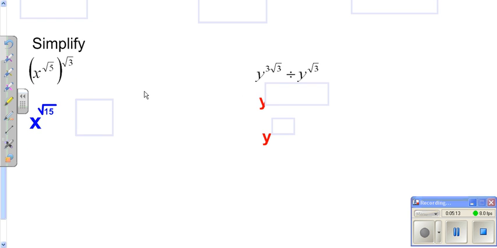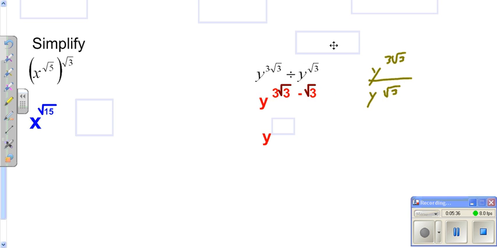Over here, we are dividing. We could write this as y to the 3 cube root of 3 over y to the square root of 3. So 3 square root of 3 is an exponent, and square root of 3 down here. Remember, when you are dividing, you need to end up subtracting your exponents, whether it's written this way or this way. So we subtract our exponents. 3 root 3 minus 1 root 3 gives you a total of 2 root 3 as your exponent.